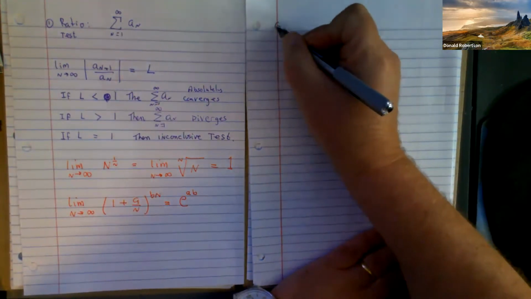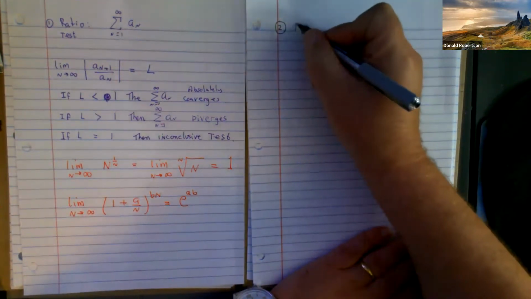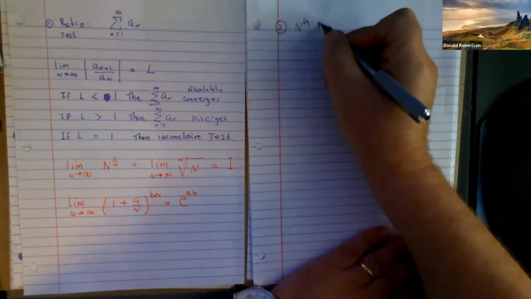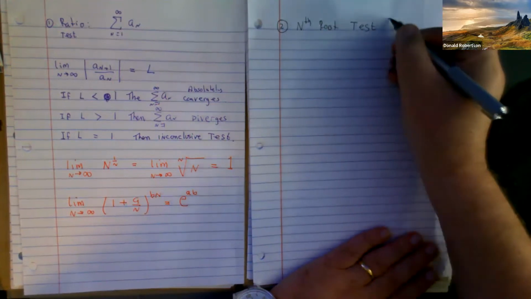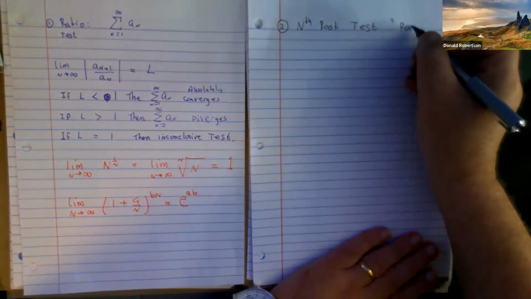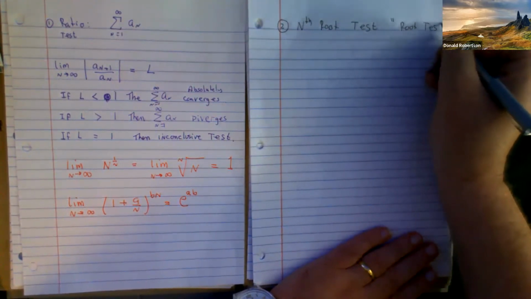So that's pretty much the ratio test. I hope that's enough examples to give you some insight into what we're going to do. The second test, our final test, is called the nth root test, or as this book calls it, the root test.